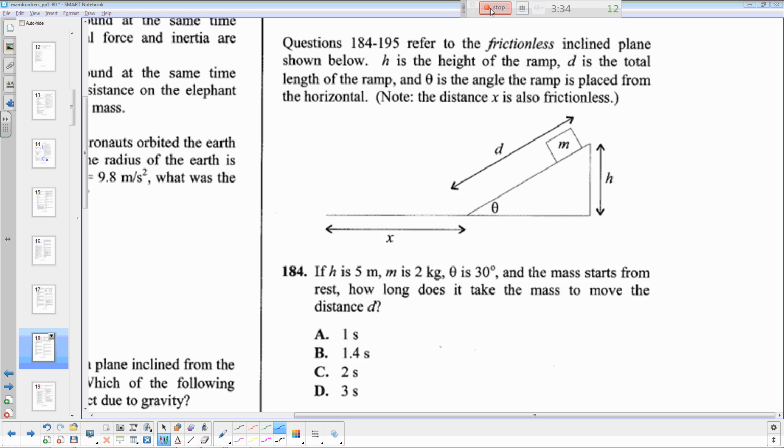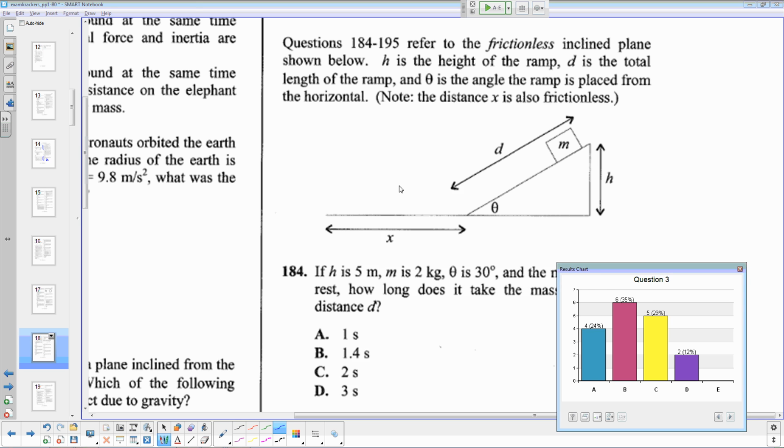Or 20 more seconds. So we'll go on to 4 minutes. Stop at 4 minutes. Oh goodness, we're all over the board here. All right, let's see.